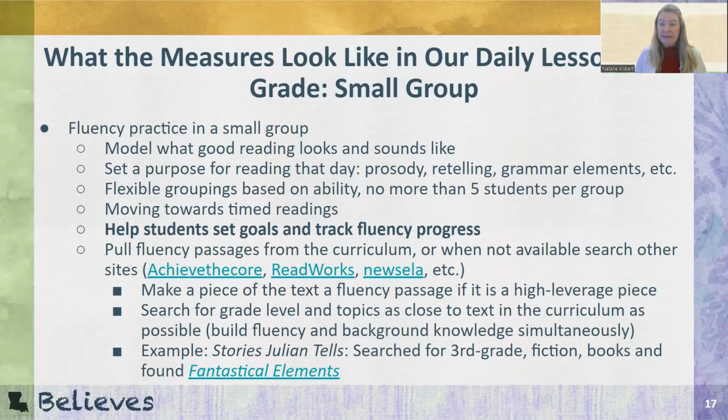Flexible groupings based on ability. I talked about ability already. And flexible means if somebody was below benchmark, but their progress monitoring shows that you're getting more proficient, absolutely move that student out as soon as they hit that proficiency consistently so that they can become part of their proficient group. No more than 5 students per group. You want to eventually move towards timed reading so they can see how they're developing and getting better at their words correct per minute. You want to help students set goals and track their own fluency progress.